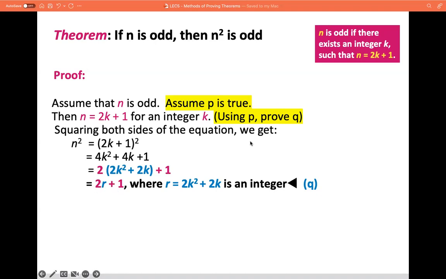So since 2r plus 1 has the form n is equal to 2k plus 1, which defines an odd integer, then we can say that the square of an odd number is also odd. So we have proven it using a direct proof.